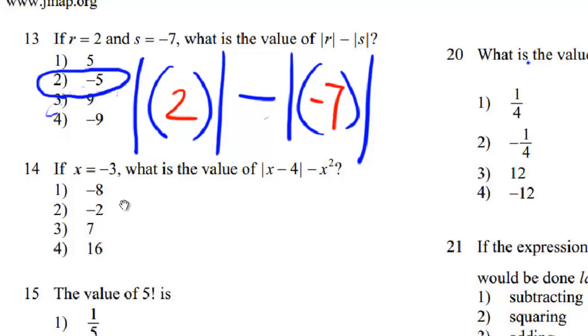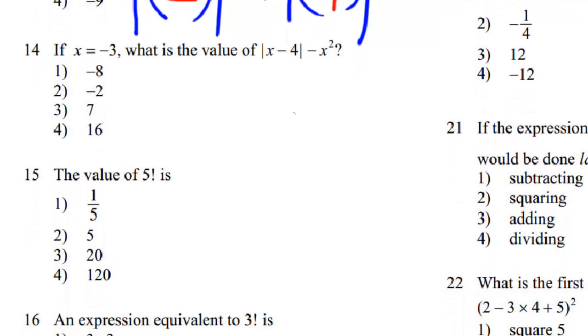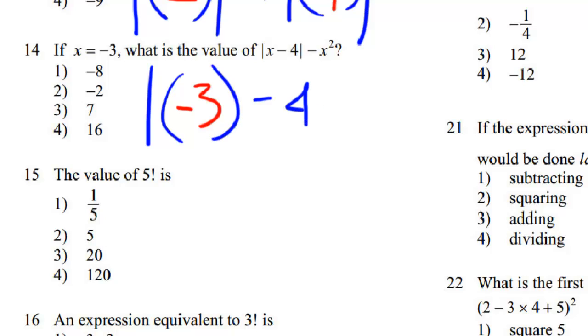Great. Let's look at number 14. It says, if x equals -3, what is the value of the absolute value of x minus 4 minus x squared? So let's rewrite this together. I can see it starts with the absolute value sign, and then I'm going to do open parentheses, -3, close parentheses, minus 4, and then absolute value sign, minus, open parentheses, -3, close parentheses, and then squared.